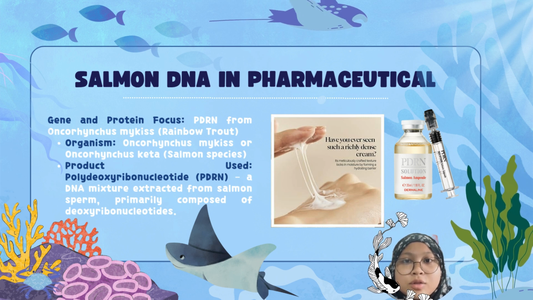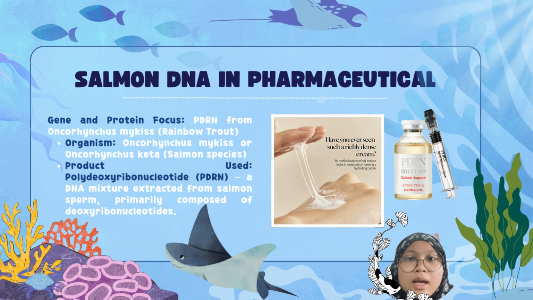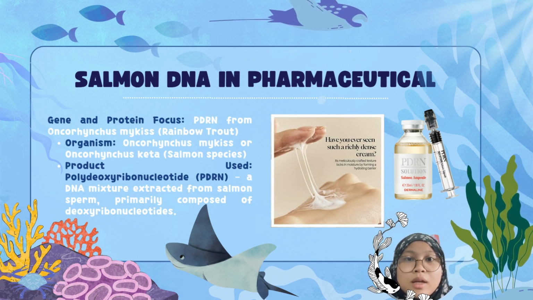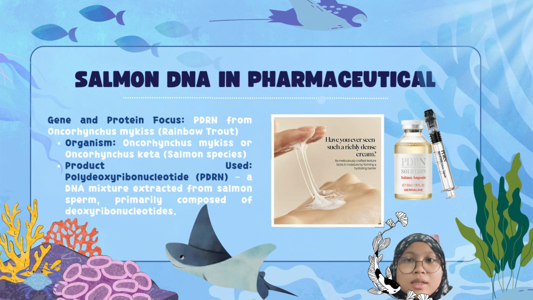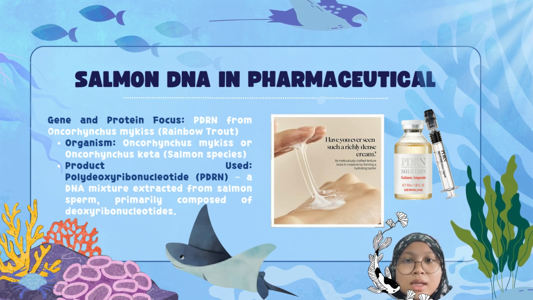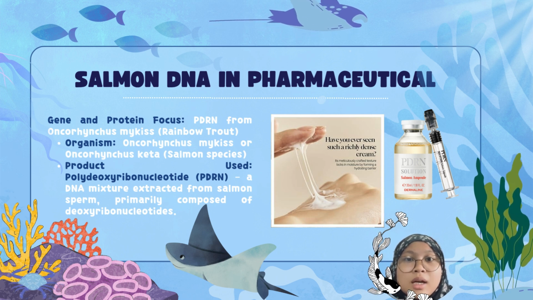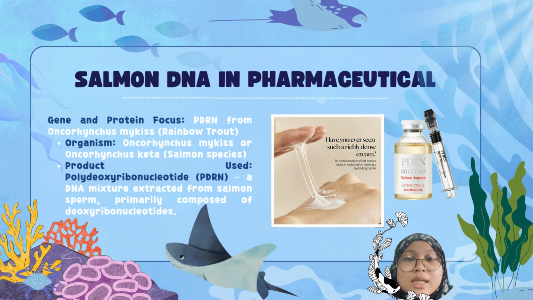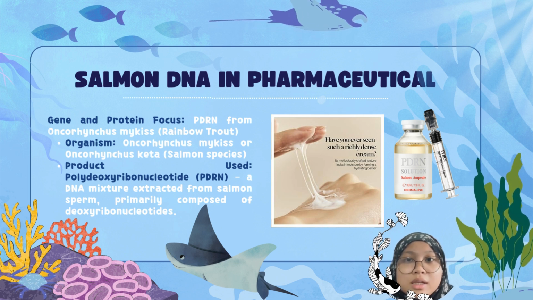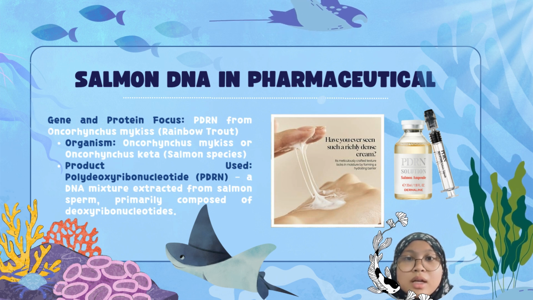Salmon DNA is used due to its high structural similarity to human DNA, excellent biocompatibility, and low immunogenicity. Because of these properties, PDRN is widely applied in dermatology, aesthetic medicine, orthopedics, and wound care. Clinically, it is used in products aimed at improving skin texture, reducing signs of aging, repairing scars, and treating chronic wounds such as diabetic foot ulcer.